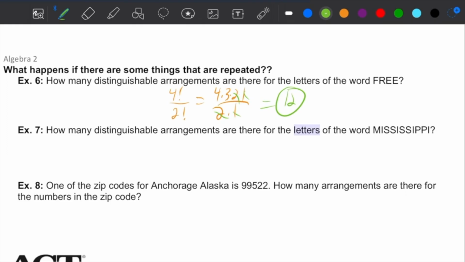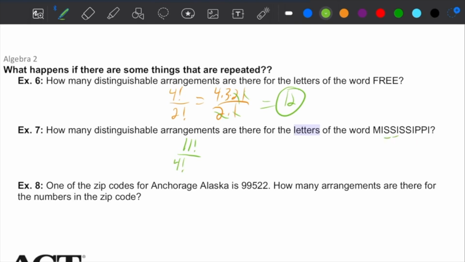So example 7, how many distinguishable arrangements are there for the letters of the word Mississippi? So Mississippi is obviously a whole different animal where there's a lot of repeating things. So you have 11 letters total, including repeats. So then you say, okay, I's. I's repeat 1, 2, 3, 4 times. So for the I's, you do 4 factorial.